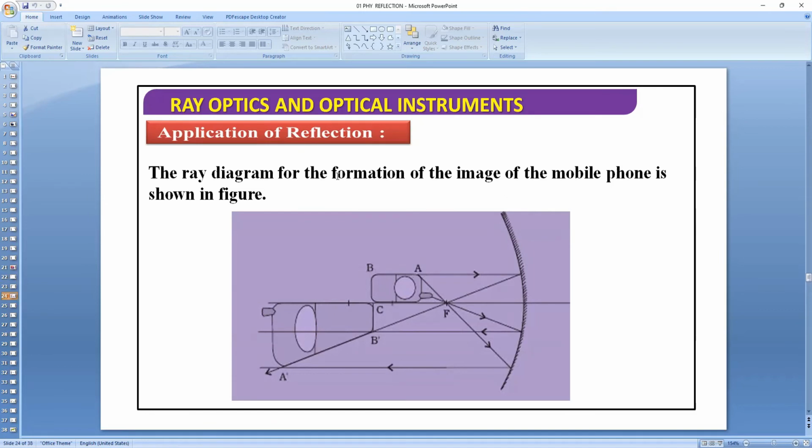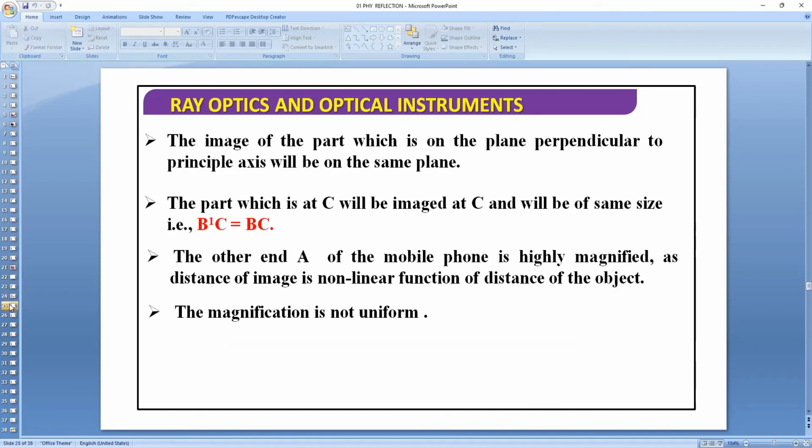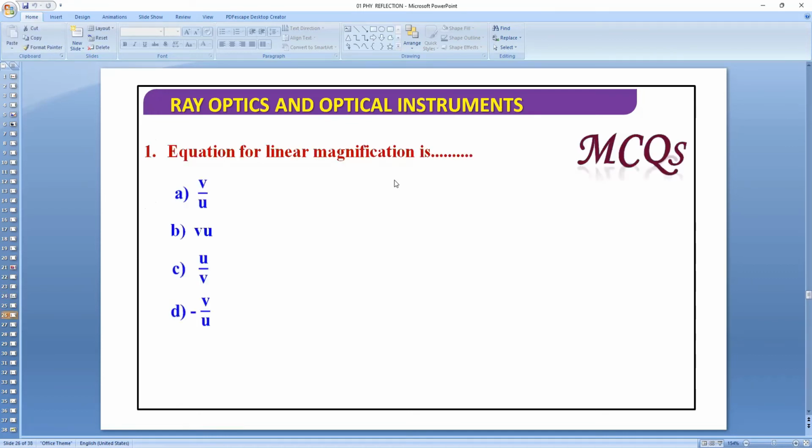A ray diagram for the formation of the image of the mobile phone is shown in the figure. There's a question for you, an application. The image of the part which is on the plane perpendicular to the principal axis will be on the same plane. The part which is at C will be imaged at C and will be the same size. Object size is equal to image size. The other end A of the mobile phone is highly magnified, as the distance of the image is a linear function of the distance of the object. The magnification is not uniform.